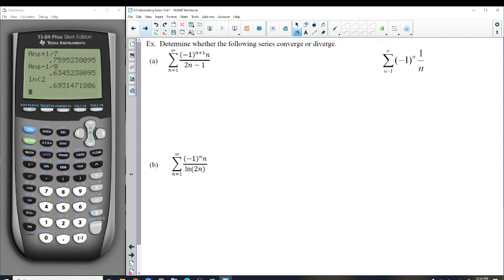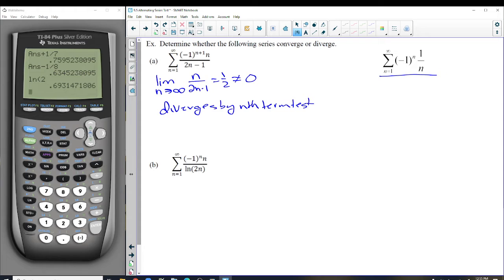Determine whether the following series converge or diverge. Here, this is an alternating series, so we start out with the limit as n approaches infinity of n over 2n minus 1, which is equal to 1/2. Well, that's not 0. So this diverges by the nth term test.